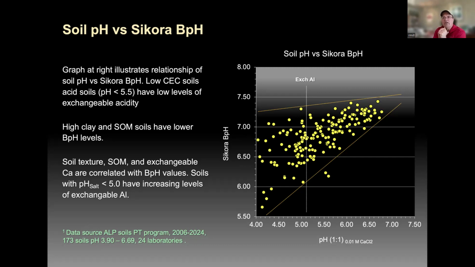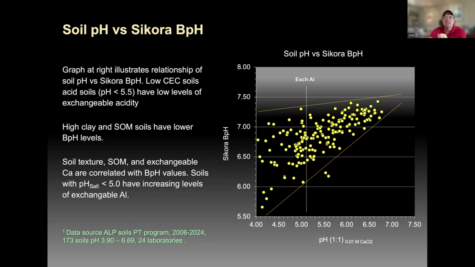I've marked in here where that exchangeable aluminum comes in, around a pH of 5. But you see this parallel diagram now where you have boundaries. There's really no soils in our database that fall below, say, a pH of 5.5 and a buffer pH of 6. It just doesn't happen. And conversely, you have those at the upper side. Obviously, as we move to the left and down, we're starting to see soils that have higher clay contents and higher organic matters. And when we get below 5, we're dealing with large levels of exchangeable aluminum.